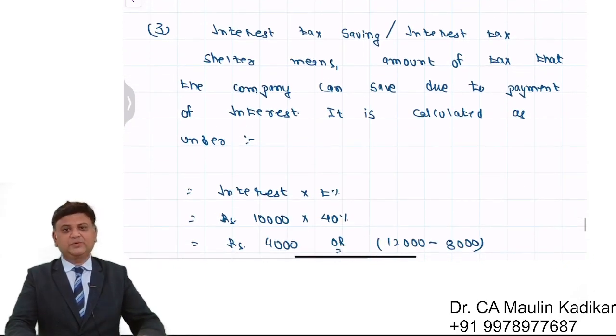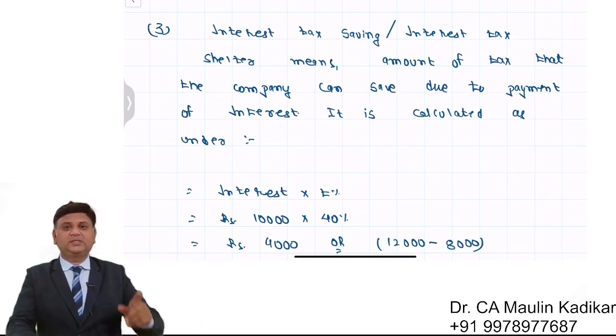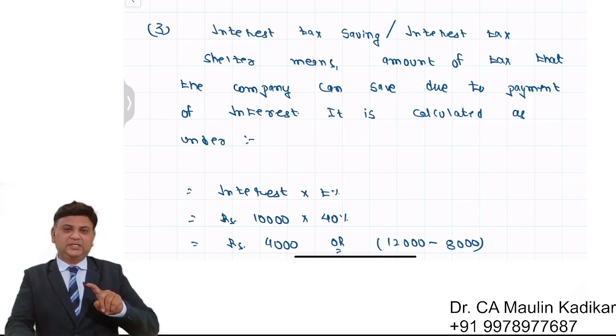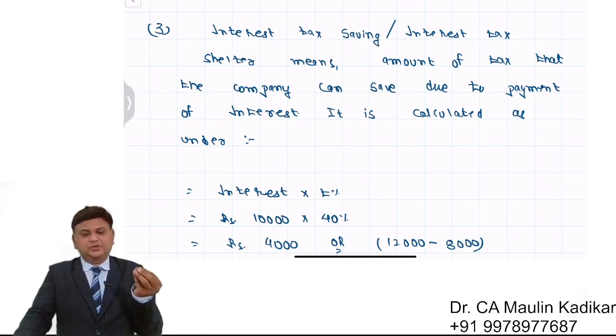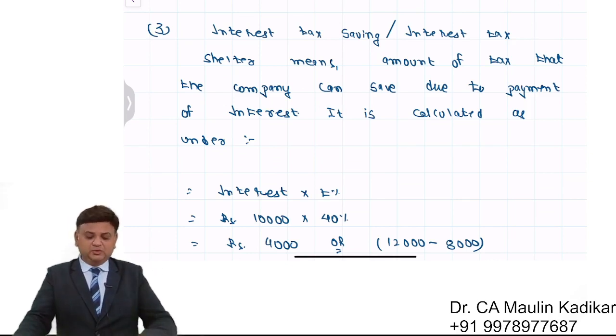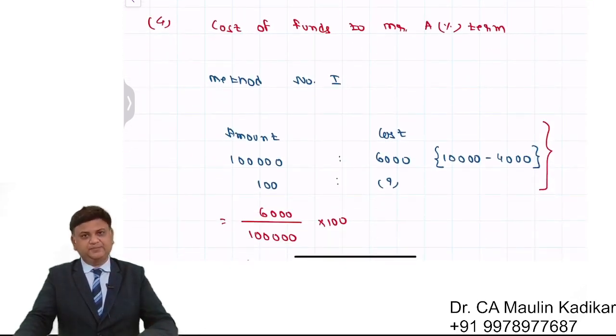In the third part of the question, an important concept, very important: interest tax saving, the amount of tax that you are able to save due to payment of interest. It is interest into tax rate, because 10,000 is the interest that you pay, and that is the amount by which your EBIT will reduce. So it is interest into tax rate, which you can cross verify, 12 minus 8.